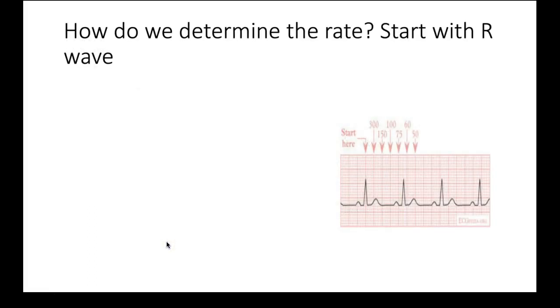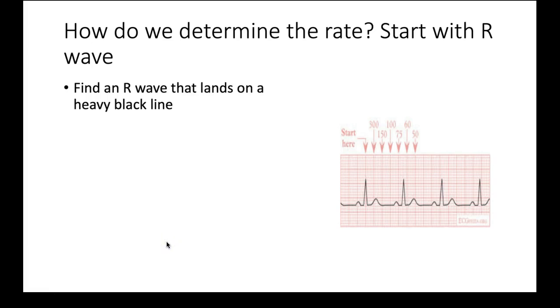So there's some pretty easy ways to determine the rate. And the best way that I can tell you is to take a look at this EKG that you see in front of you and memorize these numbers, okay? We're gonna find an R wave that falls on a heavy dark line. So if you look at this EKG in front of you, we're gonna find that R wave, and you see where it says start here. It's gotta fall on a heavy dark line for this to work. You're gonna memorize these numbers: 300, 150, 100, 75, 60, 50.